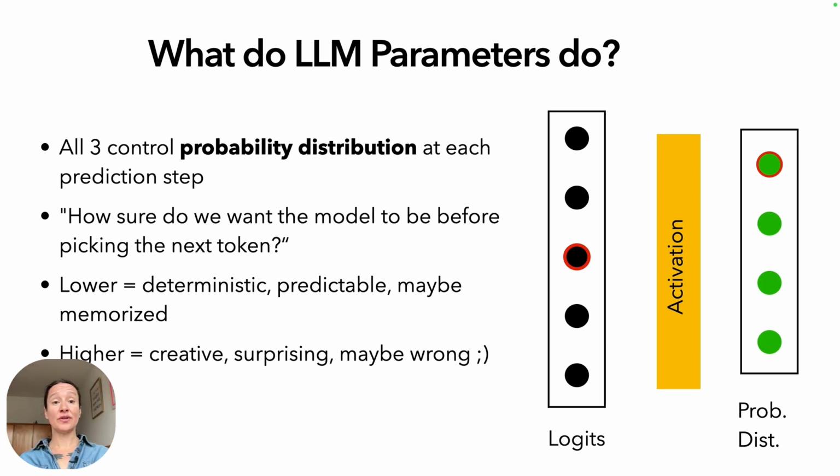And essentially what these LLM parameters do is let us control that activation function when it comes to temperature, or the resulting probability distribution that comes out of that function, which refers to top P and top K. So we're basically messing with these last two things in our deep learning.